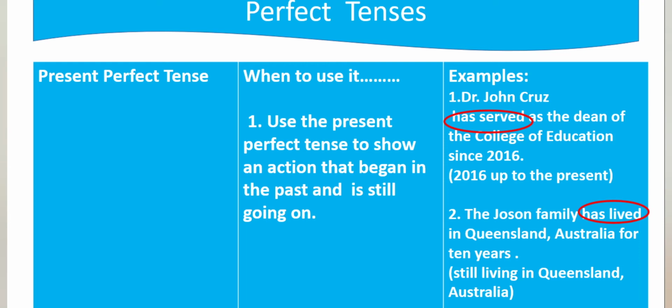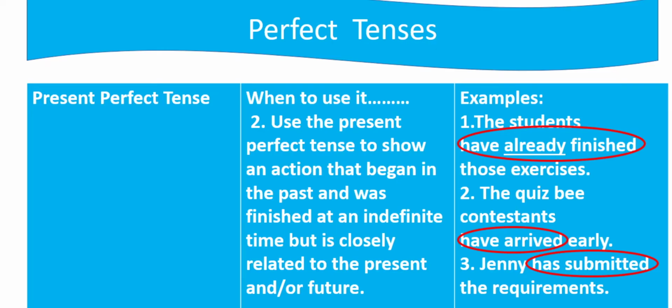So up to the present, he is still serving as the Dean. Second example, the Hosson family has lived in Queensland, Australia for 10 years. What does it mean? Has lived, meaning to say, up to this time, the Hosson family is still living in Queensland, Australia. That's the first use of the present perfect tense. When else can we make use of the present perfect tense?